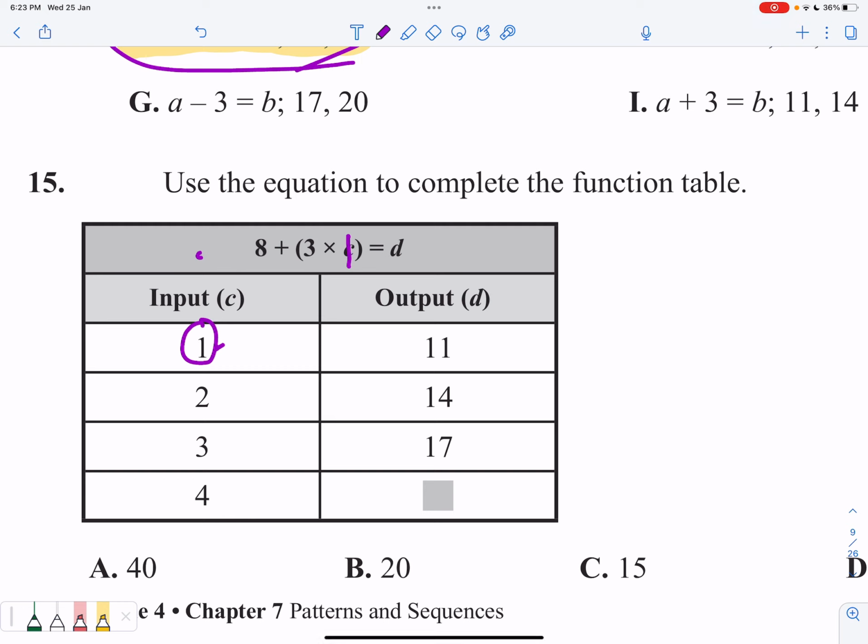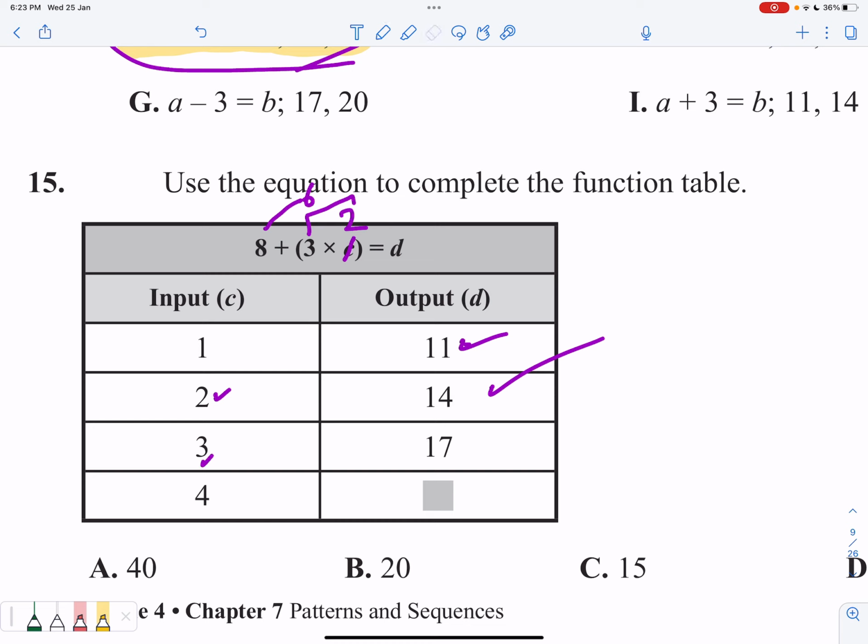We just calculate. I always start with parentheses. I have 3 multiplied by 1 equals 3. Then I add 8 to that. So 8 plus 3 equals 11. Again, we take the other input, which is 2. We put 2 here. So 2 multiplied by 3 equals 6. Then 6 plus 8 equals 14, correct?